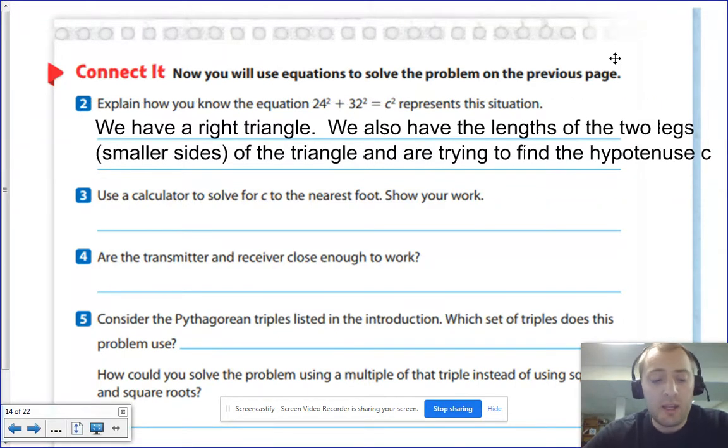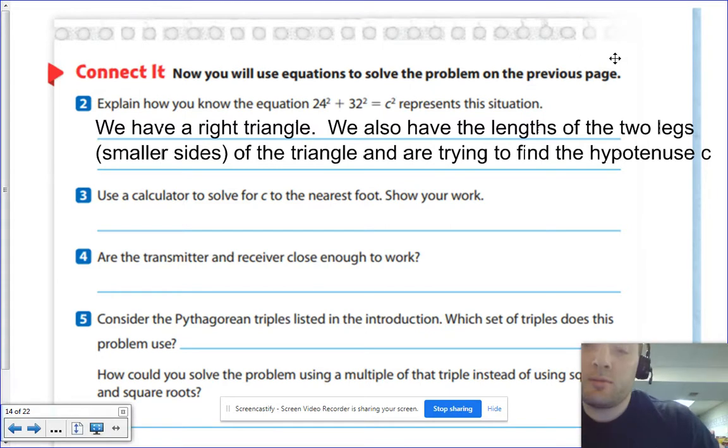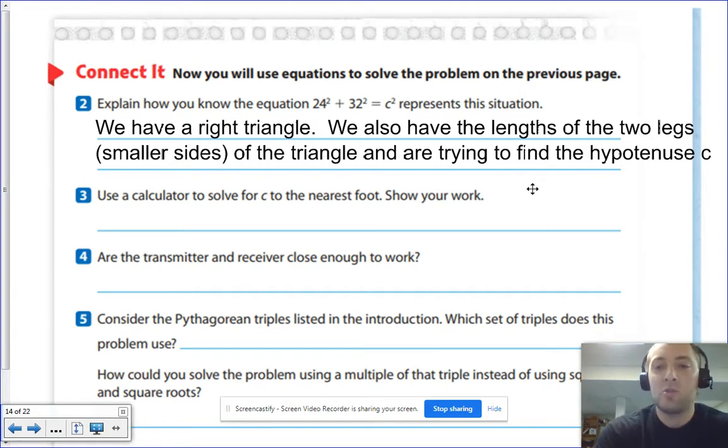Because when you plug it in, it's just a formula. You plug in for a formula and you solve. So number 3 says use a calculator to solve for c to the nearest foot and show your work. So let's actually take that. I've got a calculator here next to me. I'm going to grab it because I don't know what 24 squared is or 32 squared, but in order to solve this, it's good to know what those are. So if I have 24 squared plus 32 squared equals c squared, I want to first figure out what 24 and 32 squared are.